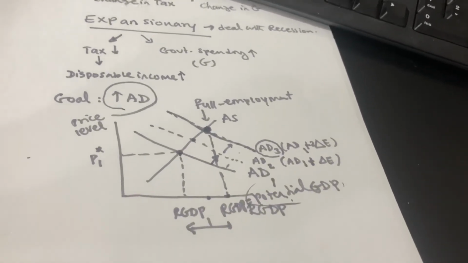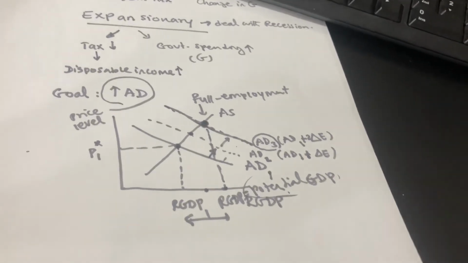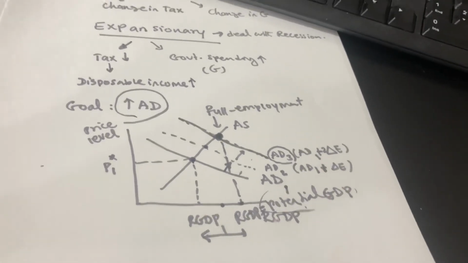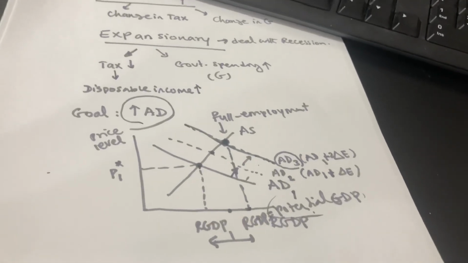Try to look at the graph, of course, in the lecture notes, but also try to redraw the graph for yourself and try the opposite case, contractionary fiscal policy.